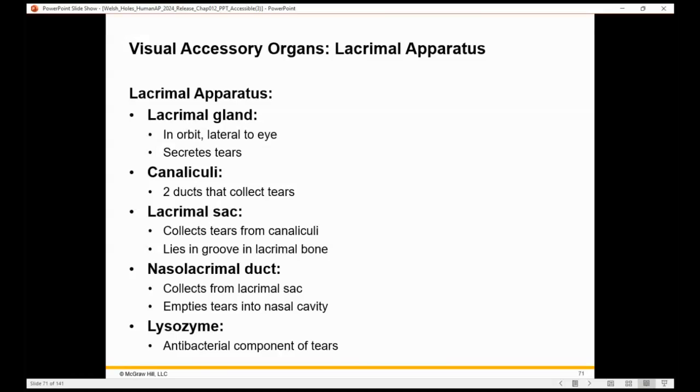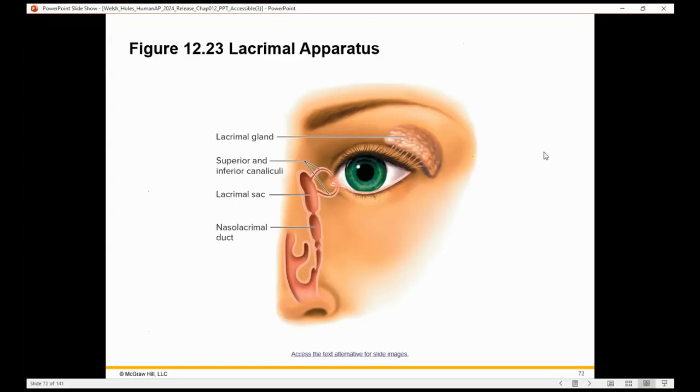Okay, the visual accessory organs. The lacrimal apparatus includes the lacrimal gland. It's in the orbit lateral to the eye and secretes tears. The canaliculi are 2 ducts that collect tears. The lacrimal sac collects tears from the canaliculi, and it lies in the groove in the lacrimal bone. The nasolacrimal duct collects from the lacrimal sac and empties tears into the nasal cavity. And then the lysozyme, which is an antibacterial component of tears. Figure 12.23 shows you the lacrimal apparatus.